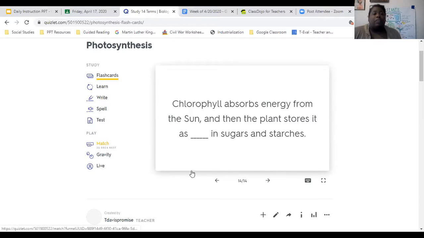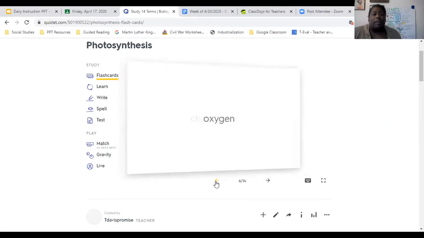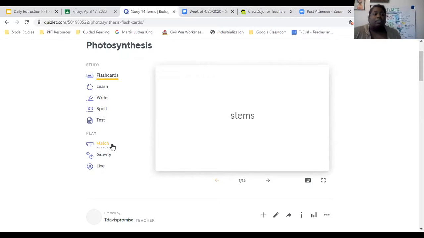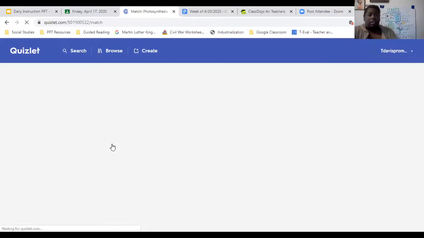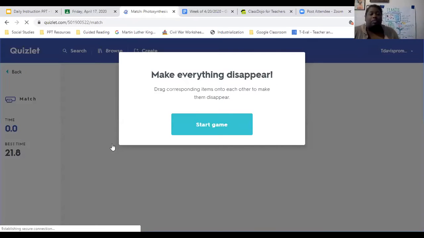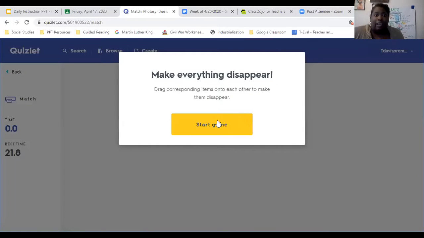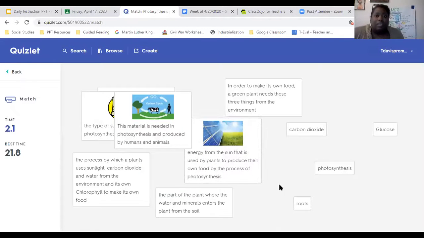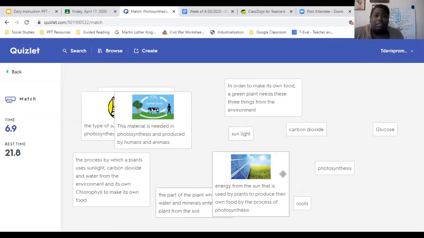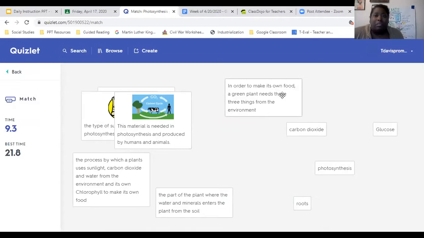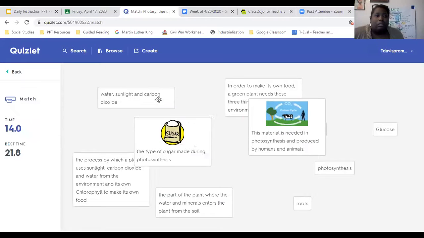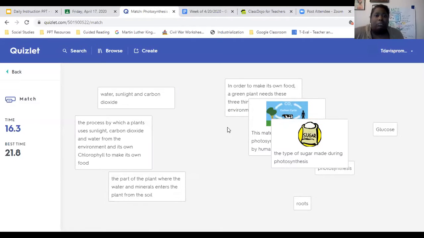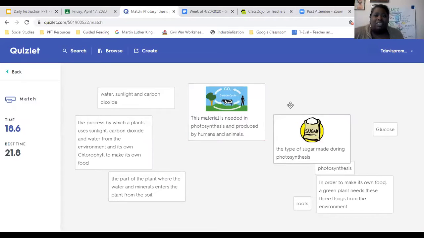Right. And so once we finish our vocabulary, once we finish our fab vocab, then we go to match. And from match, we're going to play the match game by matching the academic vocabulary to the definition. Right. So energy from the sun that is used by plants. Sunlight. All right. In order to make its own food, a green pigment. That's chlorophyll. Chlorophyll, see it, must be behind it. I'll come back to that one.